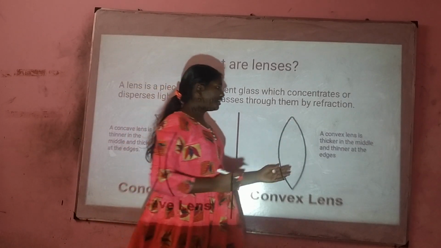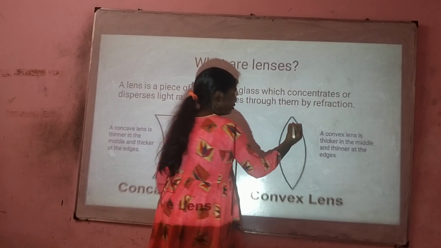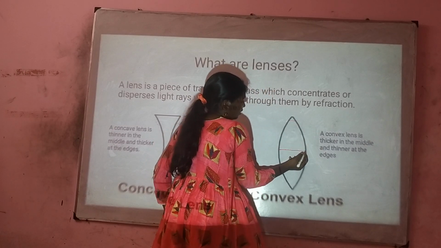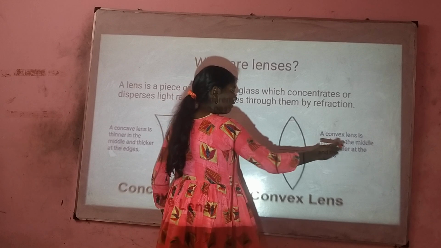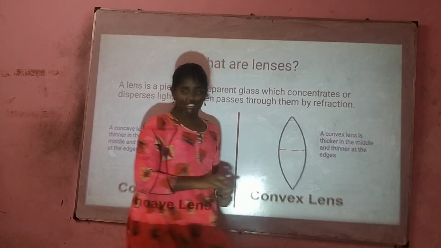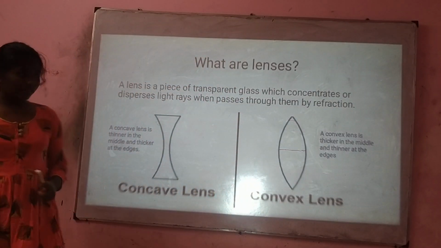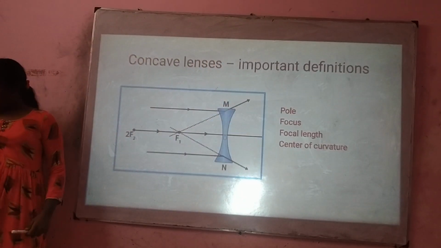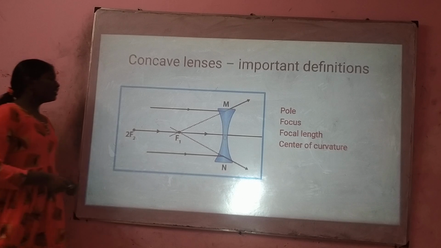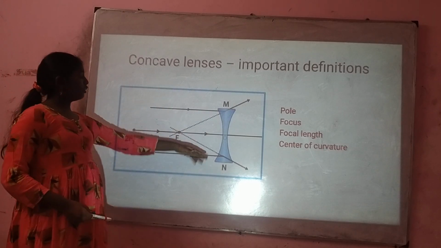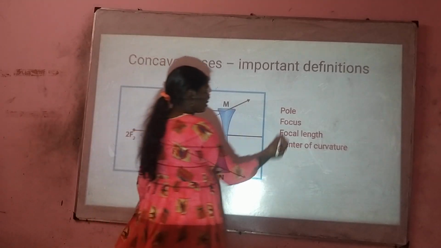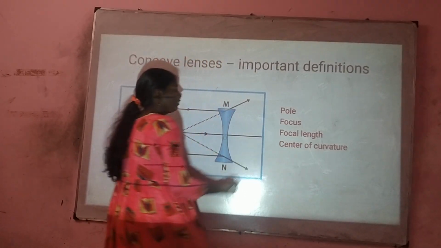A convex lens is thicker in the middle and thinner at the edges. So the edges are very thin and the middle is very thick. A concave lens is thinner in the middle and thicker at the edges, and the opposite for a convex lens. So the important definitions are pole, focus, focal length and center of curvature.